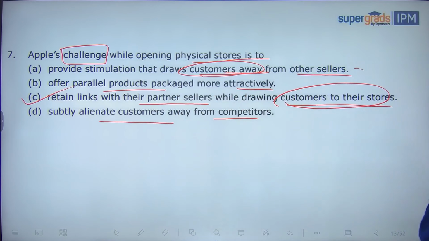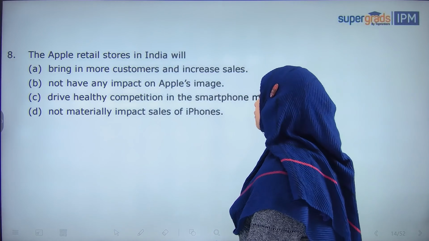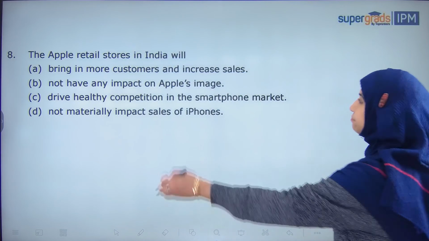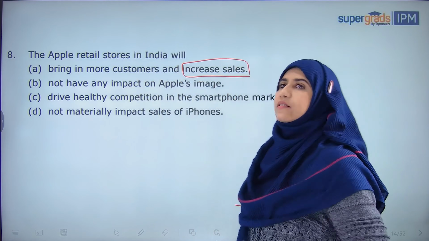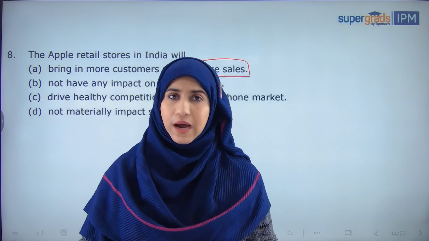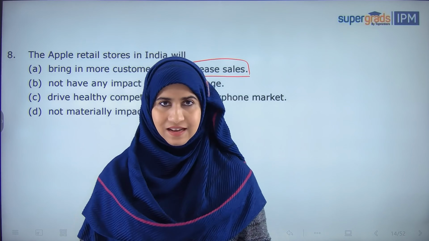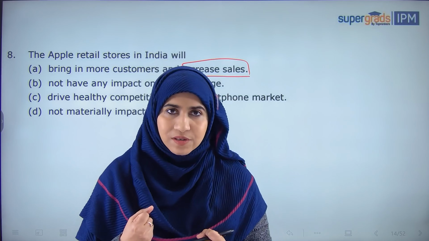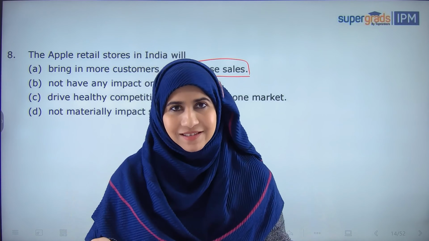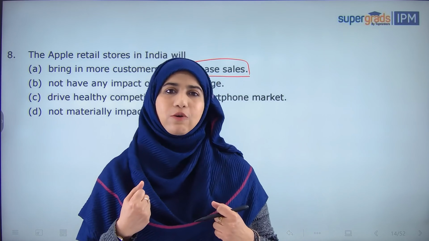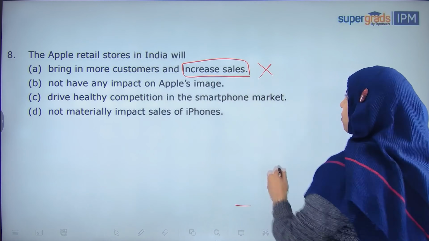Question number 8. The Apple retail stores in India will bring in more customers and increase sales. Now, this is problematic because the passage has mentioned twice that this might not lead to an increase in sales. However, they want to attract customers, give them a superior premium Apple experience, and draw them to the Apple ecosystem, right? So this is problematic, hence this is wrong.